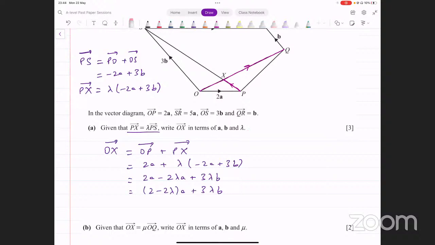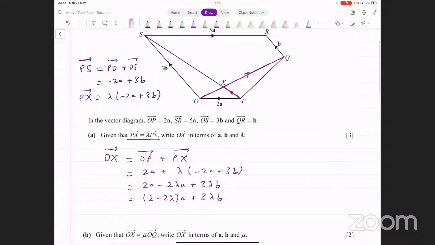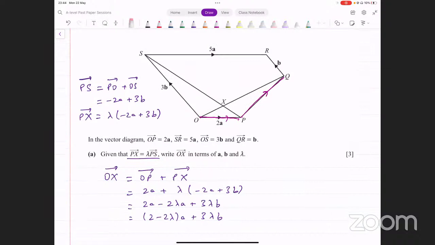Now what information has he given? OX vector is mu times OQ. Can we find OQ somehow? We have to go from O to Q. We could go from O to P and then from P to Q. But the problem is we don't know what the vector PQ is. We don't know that. Well, can we find another path?